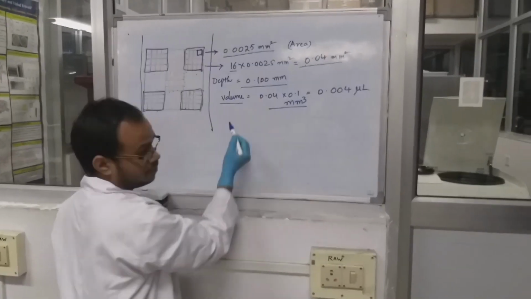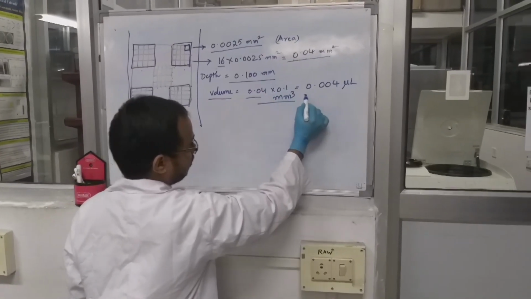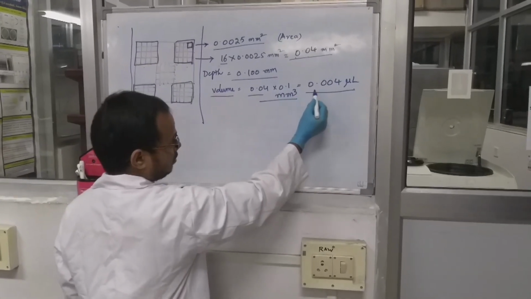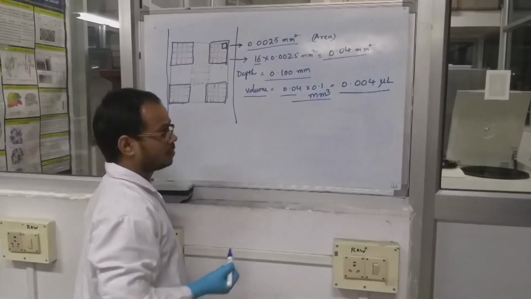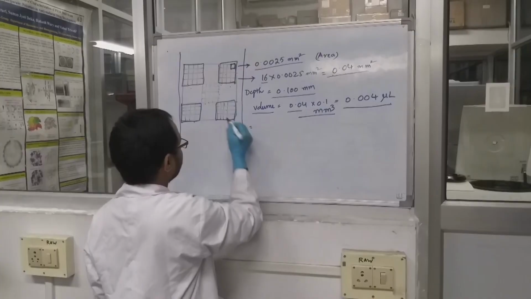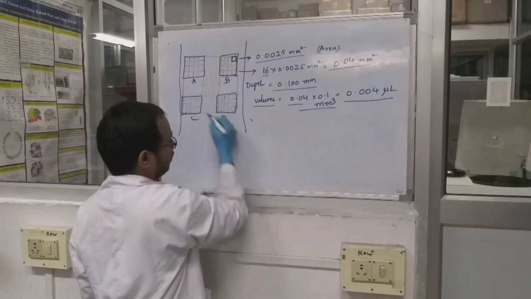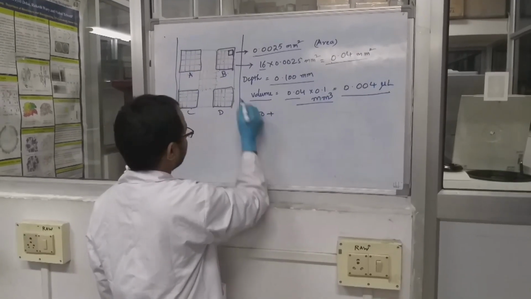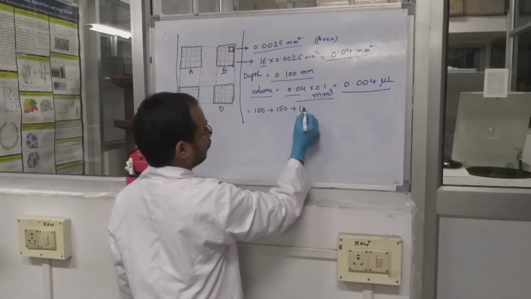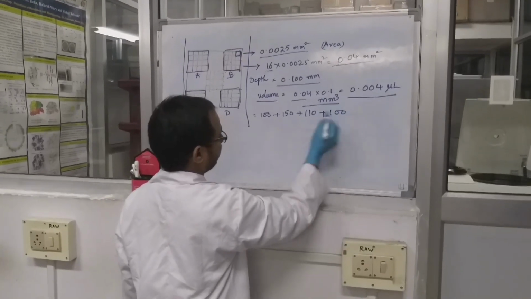So what is the volume? 0.04 into 0.1. So that is total 0.004 millimeter cube or 0.004 microliter. Say we have counted cells in each well. Say this is A, B, C, D. Here we have 100. Here we have 150. Here we have 110. Here we have 100 again.